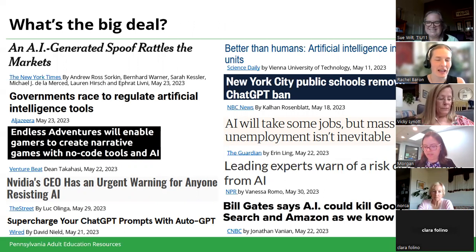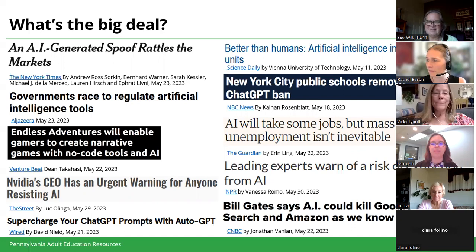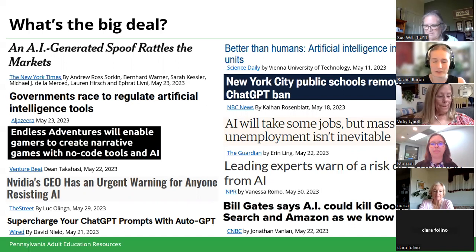And I pulled a small sampling of the headlines that you can find that refer to either ChatGPT or to AI in general. All of these are from mid to late May. And you'll see that there are a lot of different places where artificial intelligence is affecting our lives or could affect our lives, and a lot of predictions about what will happen.